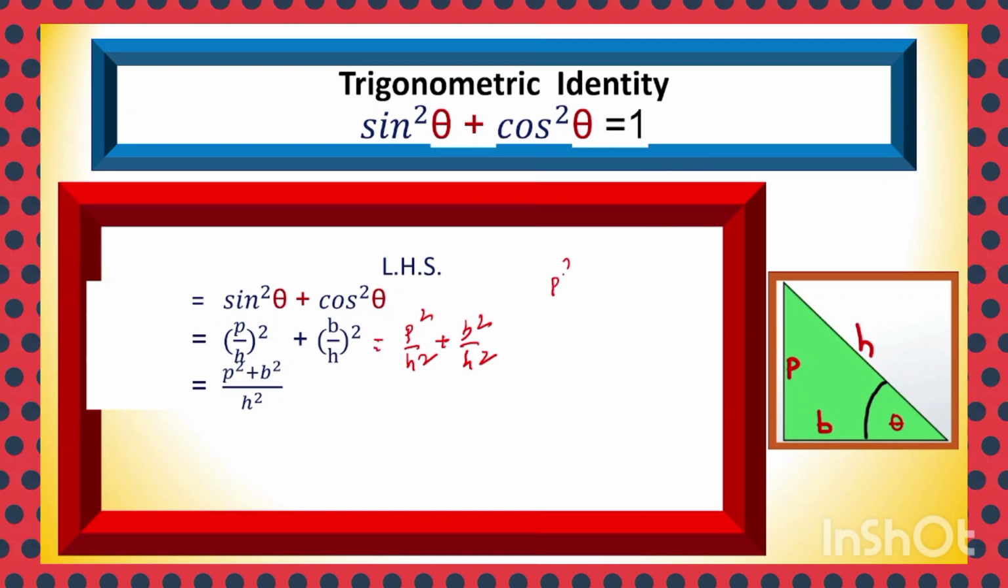And you know p square plus b square is equal to h square using the Pythagoras theorem. So by applying the value we can write h square by h square, which cancels, and the value is 1. Thus sin square theta plus cos square theta is equal to 1, one of the important trigonometric identities which is true for all values of angle theta. An important statement.